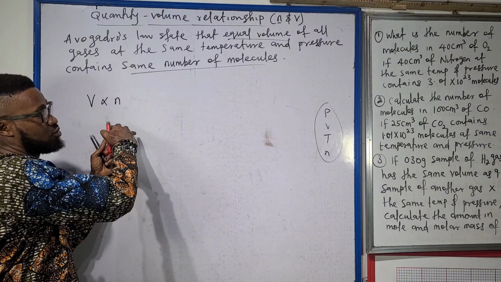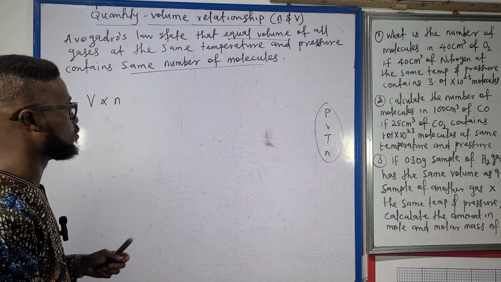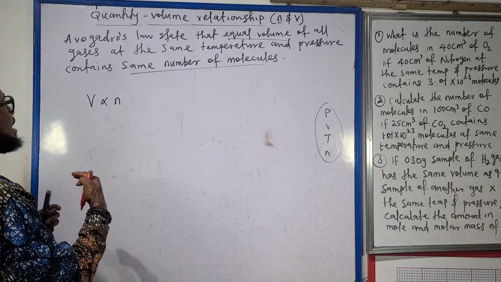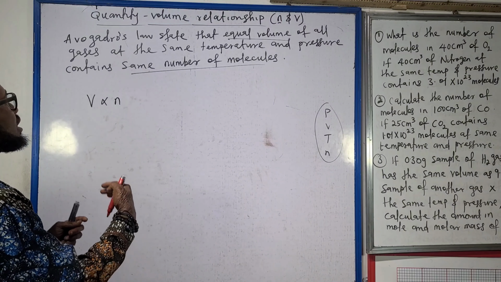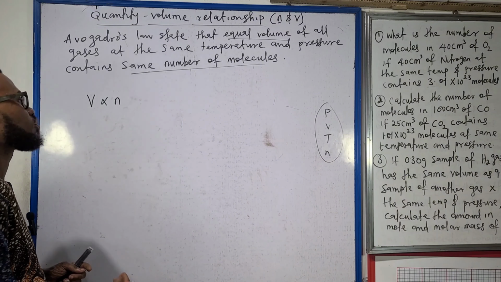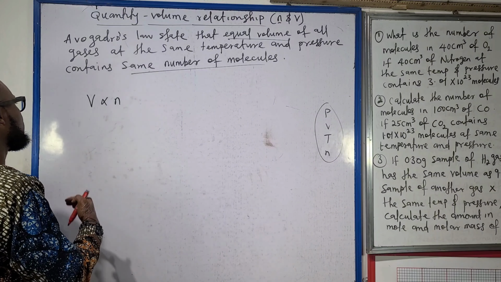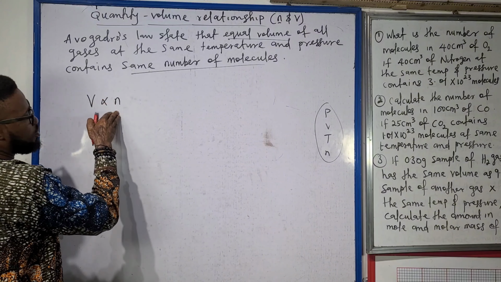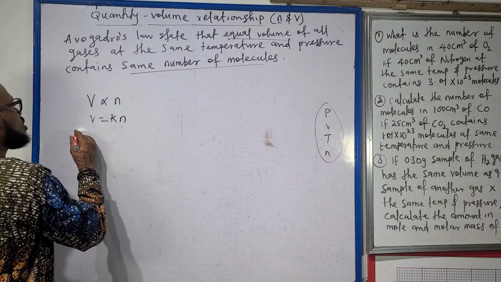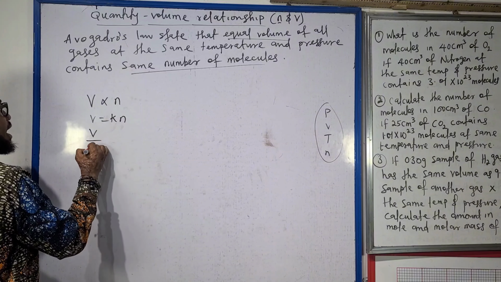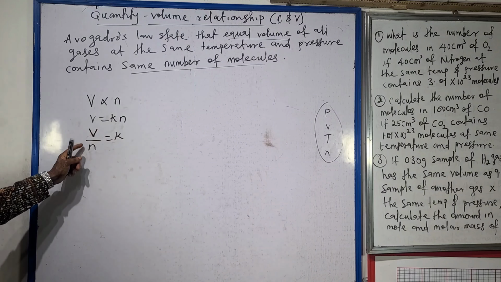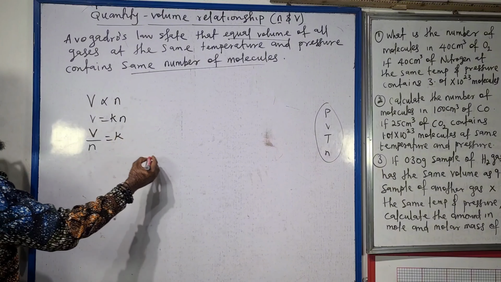When I say the particles of gases here, I mean the number of molecules of gas. But the thing is this, when the volumes of gases are equal, then you expect them to contain the same number of molecules. Thus, the volume is in proportion to the number of molecules of gases present. In other words, volume is directly proportional to n, so that it means V equals kn. What that means is that V over n equals a constant. So it means the quotient of the volume of a gas to the number of molecules is always a constant.